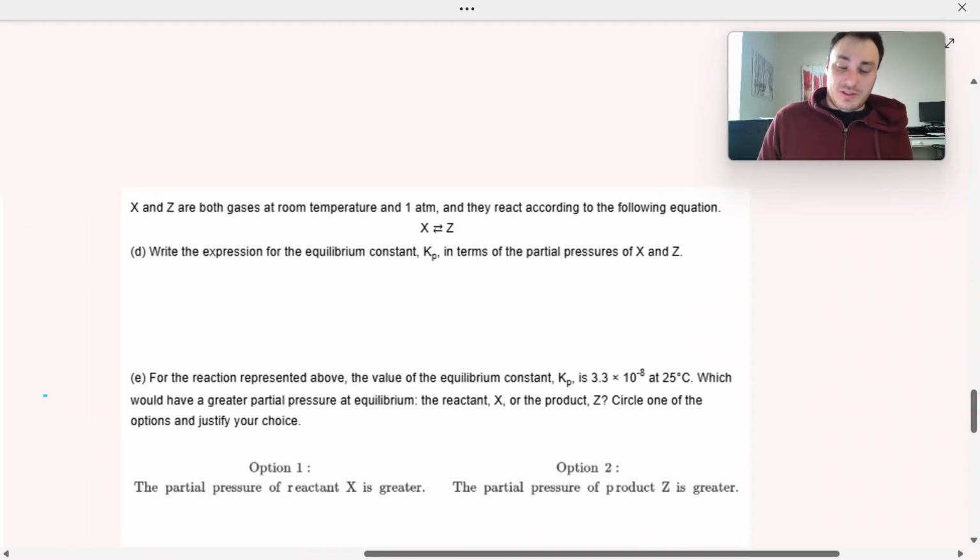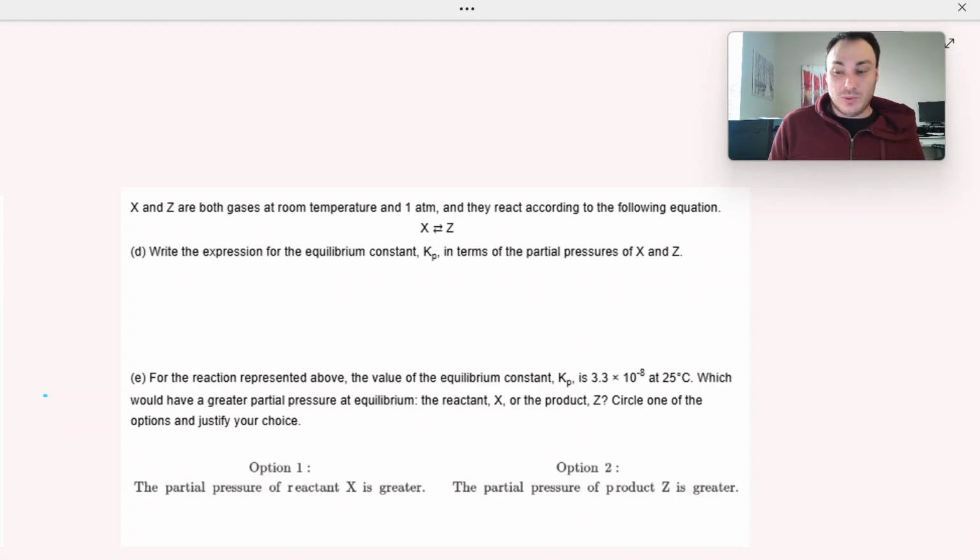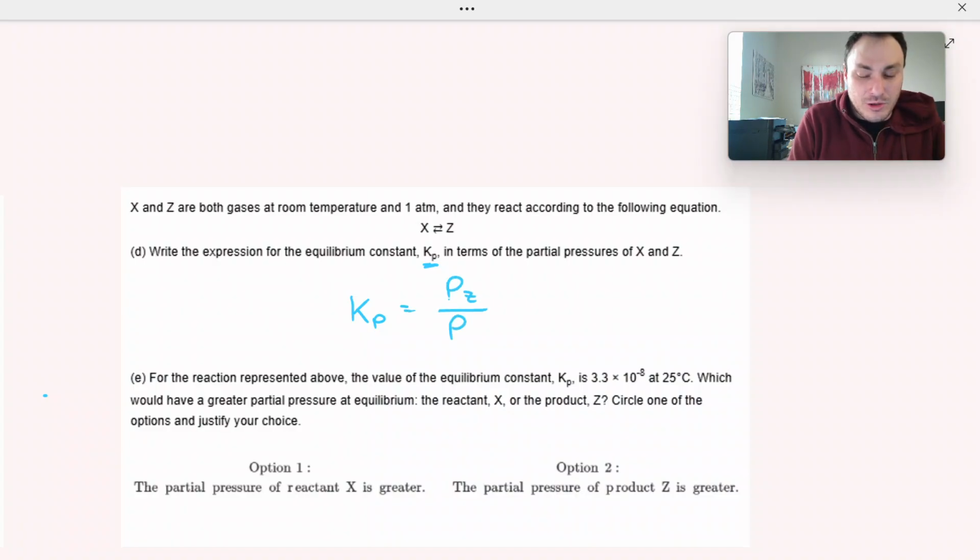X and Z are both gases at room temperature at 1 atm, and they react according to the following equation. X yields Z. Write the expression for the equilibrium constant Kp in terms of partial pressures of X and Z. Be careful here. If it's asking for a Kp, it needs to be in terms of pressure. Usually these expressions are in terms of concentration, but this is really the one exception. Kp is going to be equal to the partial pressure of Z divided by the partial pressure of X. If you do not put the partial pressures there and you put concentration instead, it's wrong because they asked for a Kp expression.